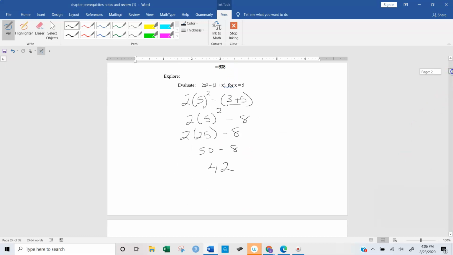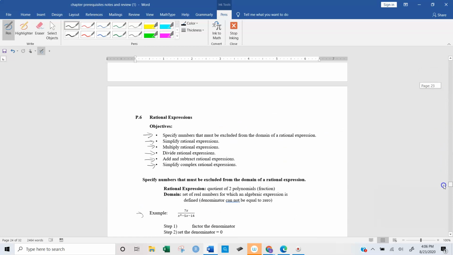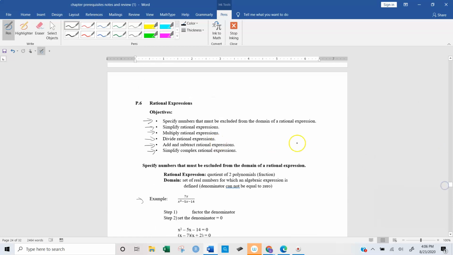Oh my goodness, I went way back to the beginning. Let's see if we can get down here to P6. All right.